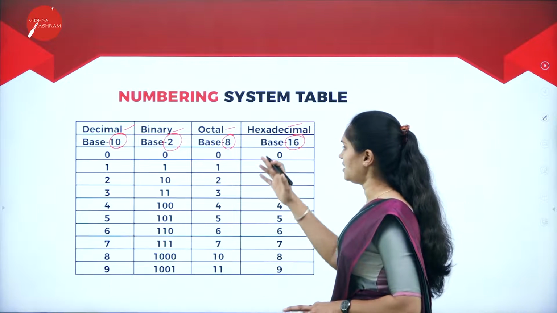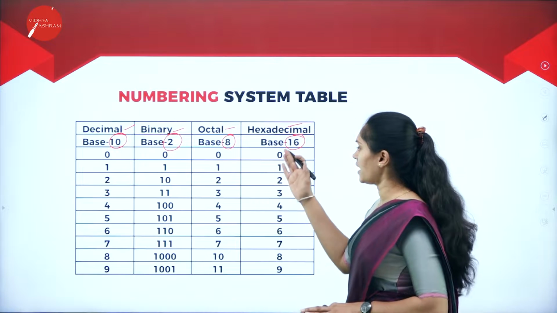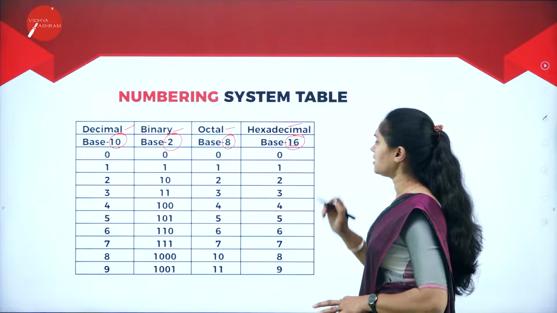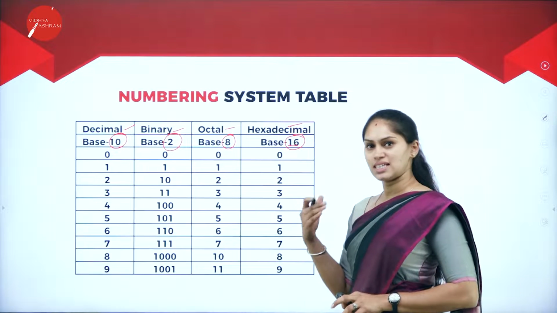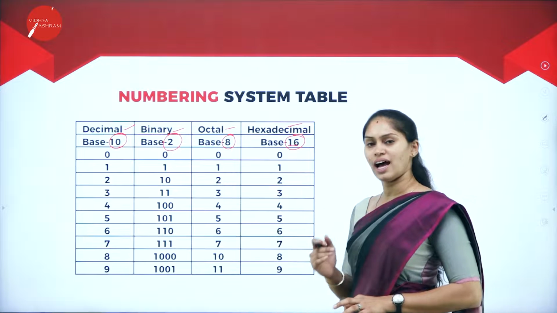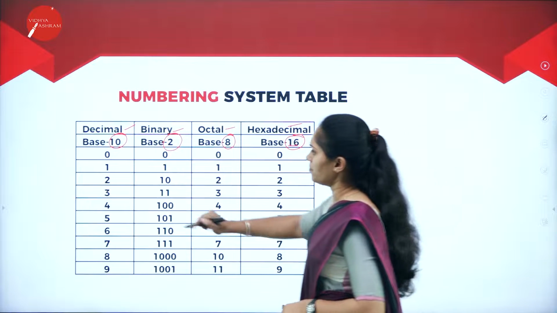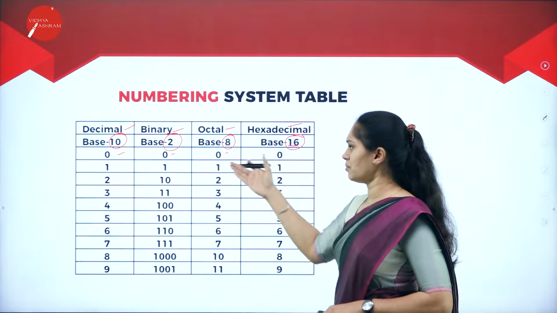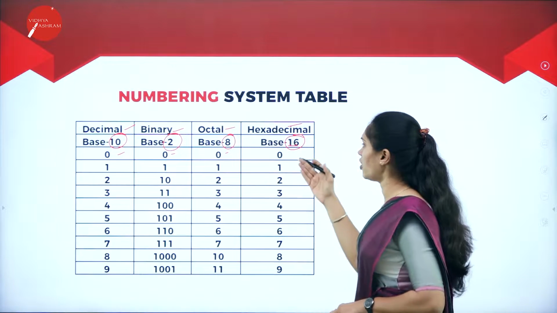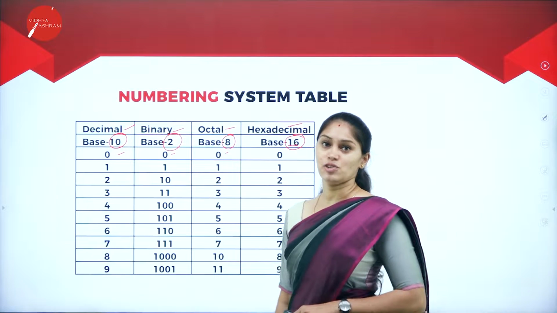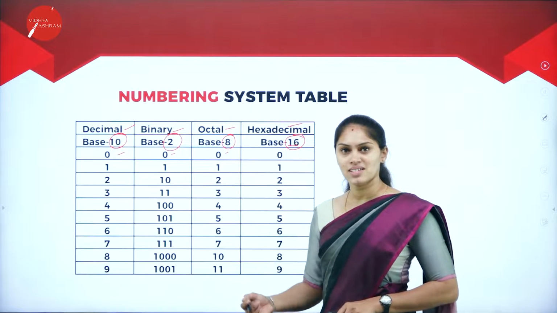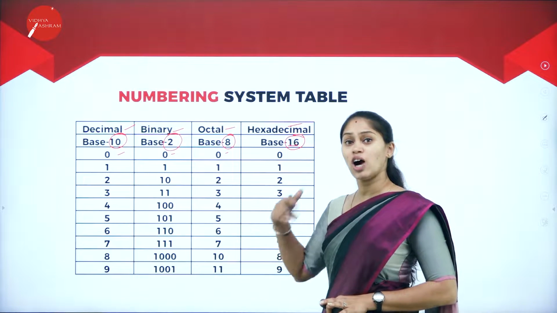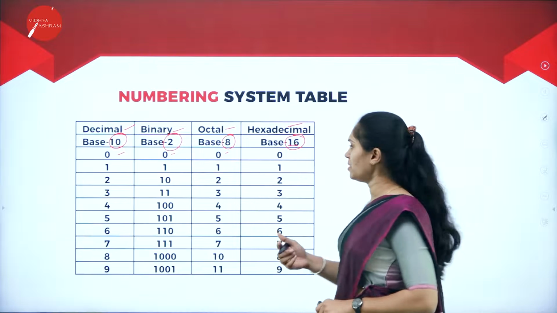In base 8, that is the octal number system, we have 0 to 7 combinations. Then hexadecimal has 16 digits, that is 0 to 9 and A to F. How will we get to know? Any type of number system, be it decimal, octal or hexadecimal, has to be converted into binary. Why? Because the computer understands only zeros and ones. So now how are we going to do these conversions, how to remember these values, let me show you.